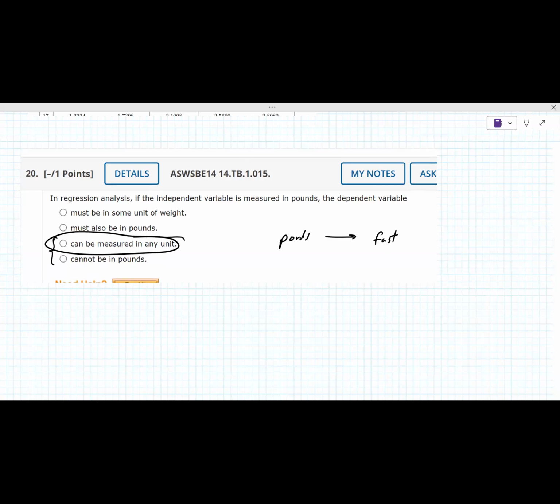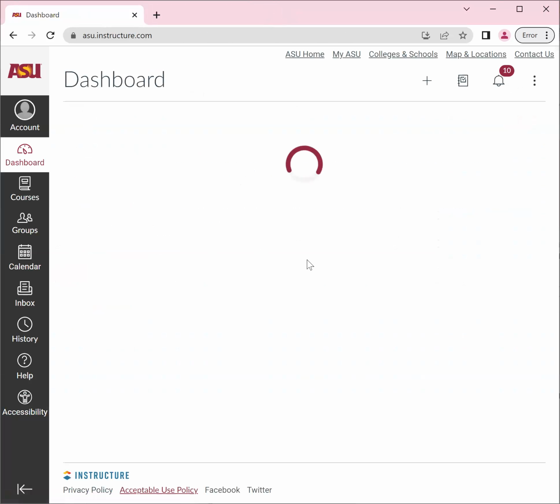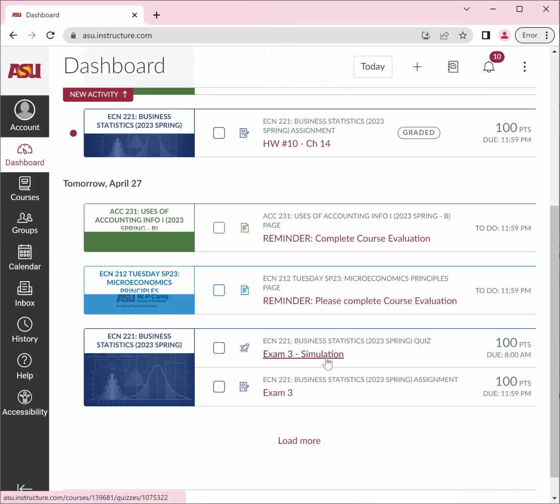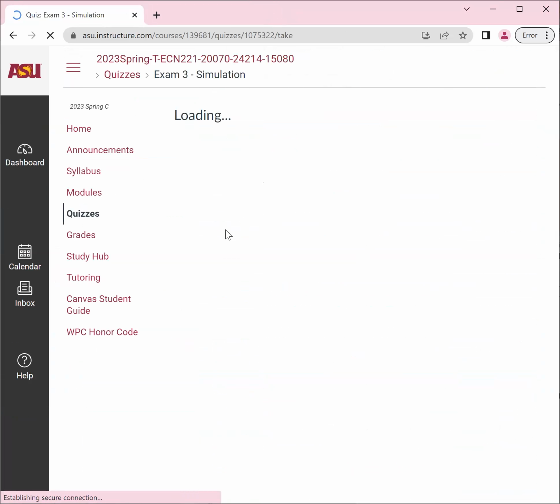So, all right. We're going to move to the review. Let me quickly navigate there so you can say, here's how to find it fast, so I don't waste time doing that. Where do I go from there? You can go to dashboard. Okay. And then if you scroll down for tomorrow, exam 3 simulation. Okay. 40 questions. All right.